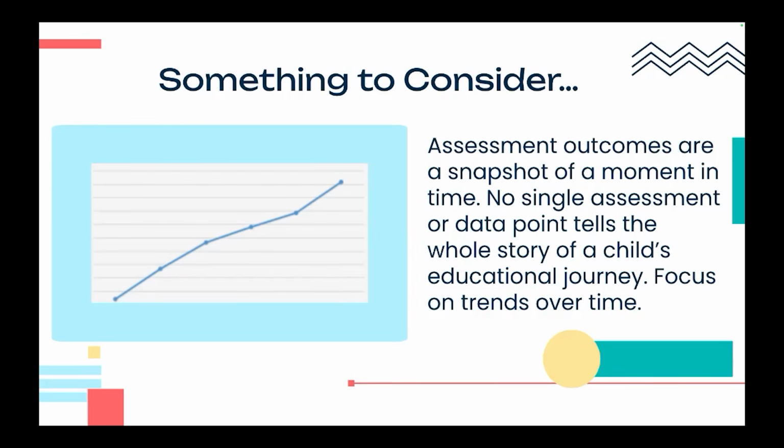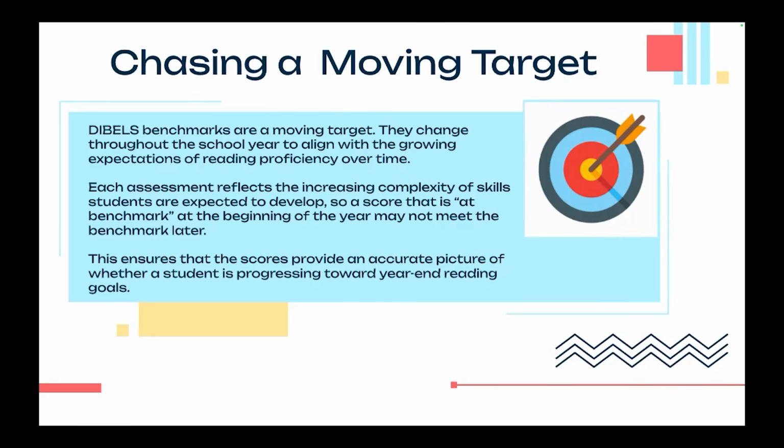All right. When considering a student's DIBELS scores, there are two very important things to remember. First, assessment outcomes are just a snapshot of a moment in time. There's no single assessment or data point that's going to tell the whole story of the child's educational journey. So we have to focus on trends over time and not just a single score.